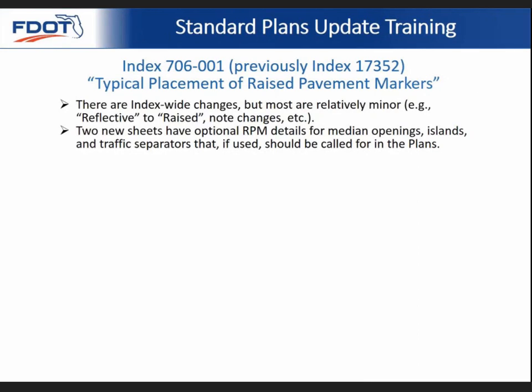Index 706-001, previously Index 17352, typical placement of raised pavement markers. Once again, there are index-wide changes, but most of these are relatively minor. 2 new sheets have been created for optional RPM details at median openings, islands, and traffic separators. If these details are used, they should be called for in the plans. And this is detailed in the standard plans instructions as well as far as how to call these out.